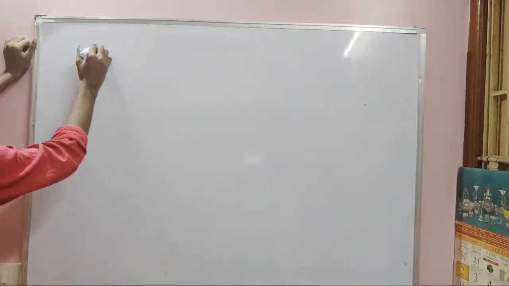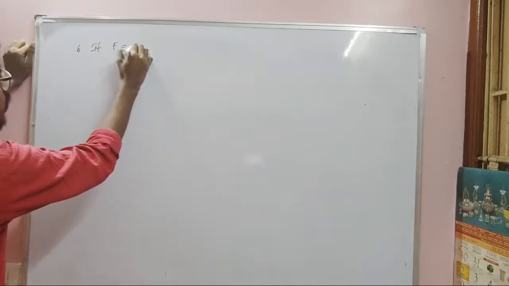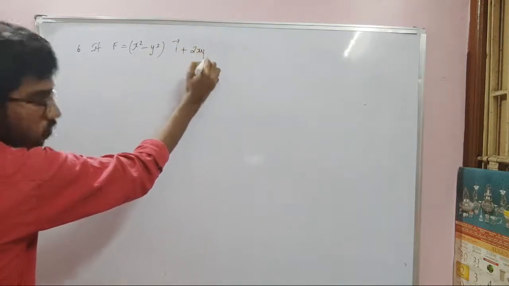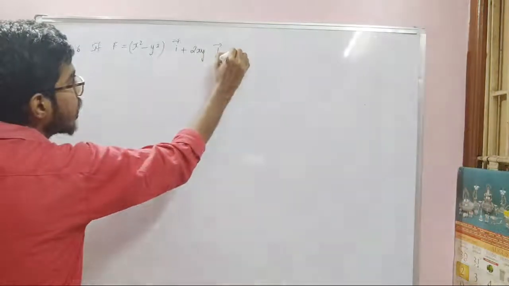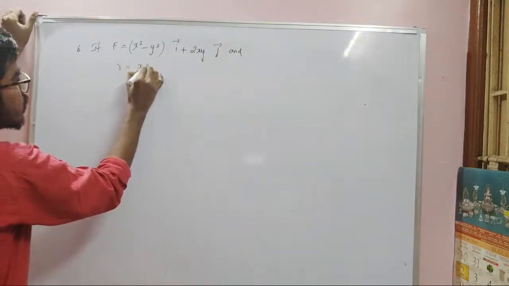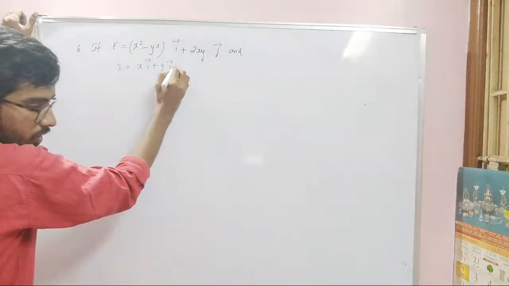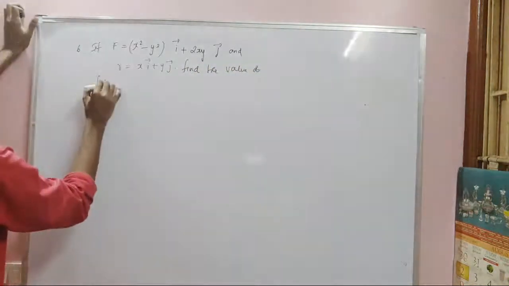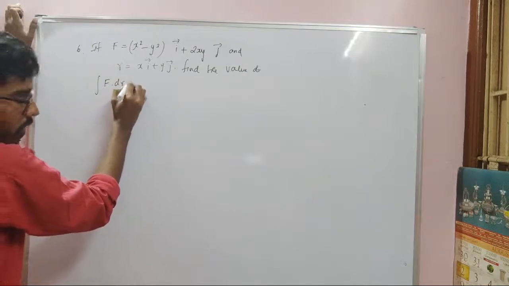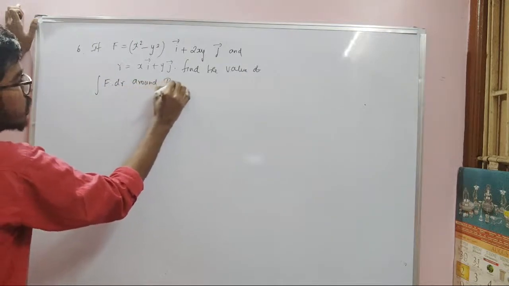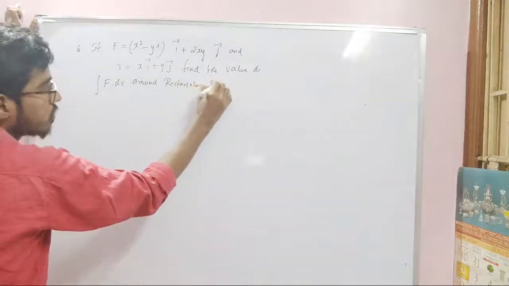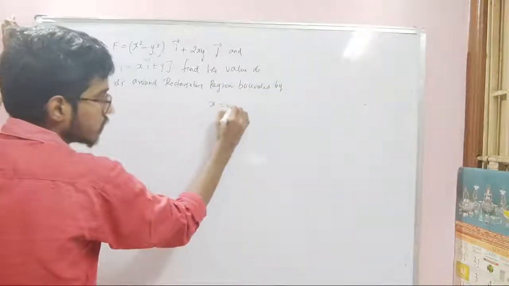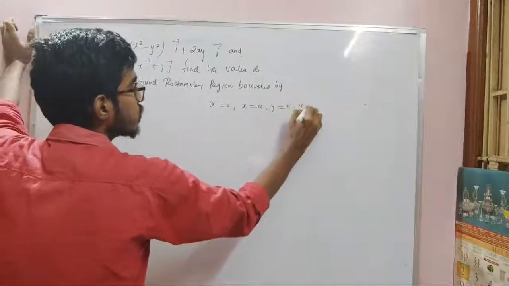So the 6th is, if F is equal to x square minus y square i vector plus 2xy j vector and r is equal to xi plus yj, find the value of integral F dot dr around the rectangular region bounded by x is equal to 0, x is equal to a, y is equal to 0, y is equal to b.